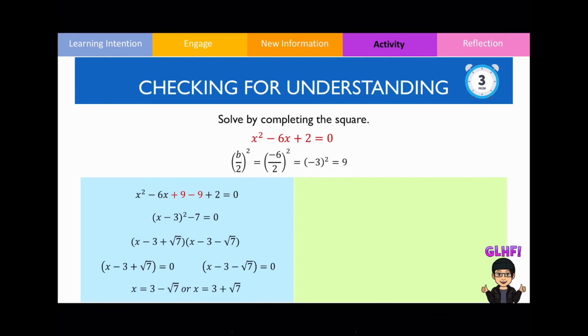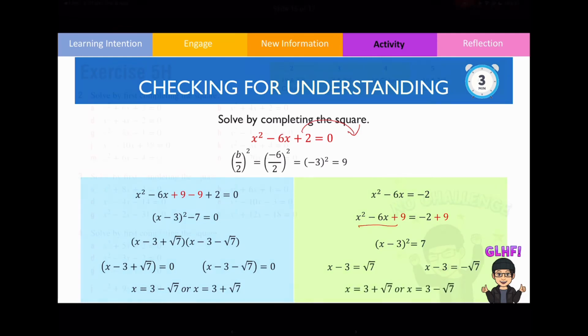If I was using the second method, I have to move this 2 to the other side of the equation. So it will be x squared minus 6x is equal to negative 2. I'm now going to add b over 2 whole squared, which is 9 in this case, to both sides of the equation. Once I've done that, I'm going to factorize this, which is equal to x minus 3 whole squared. Once I've done that, I'll square root both sides of the equation. So it's going to give you a positive and a negative solution. And now I'm going to add 3 to both sides to solve for x. Hence, this is going to be my answer.